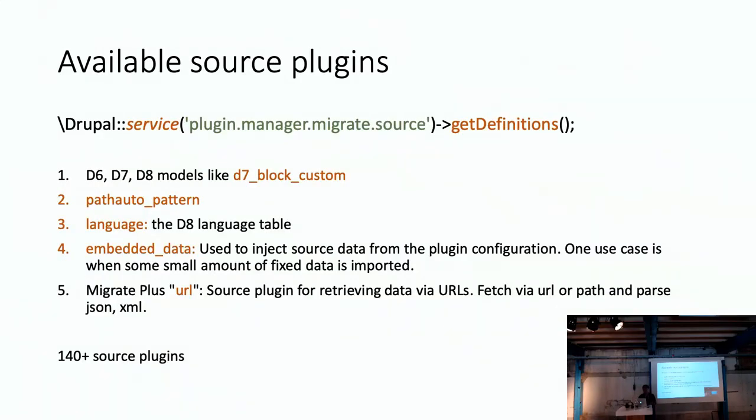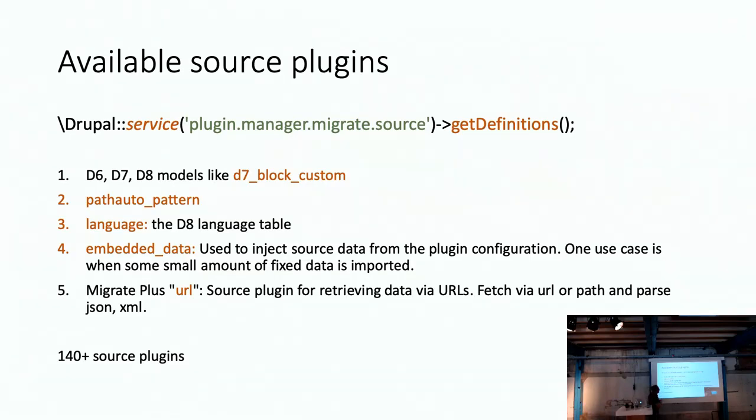But what the Drupal docs do not tell you is how many source plugins you have. To my surprise, we have about 140 plus source plugins already shipped in the Drupal Migration API. You can get a list of these definitions by running the above command, getDefinitions of the Migrate Source Plugin Manager. An example is the Drupal 7 block custom source. You can migrate custom blocks from Drupal 7 to Drupal 8. You can migrate the pathauto patterns, language, and also some other exotic source plugins like embedded data.